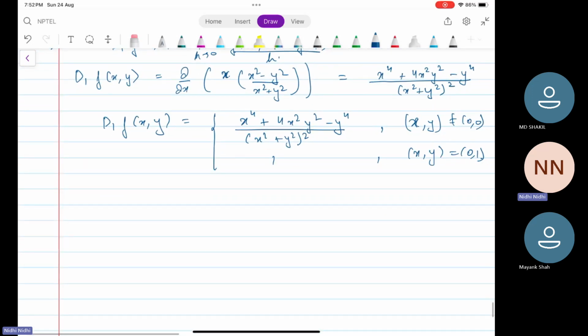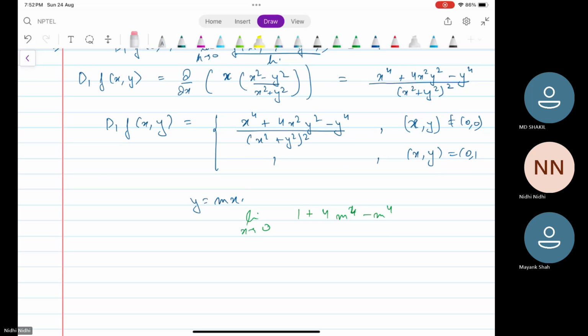So if you consider the path y equals to mx, in that case the limit as (x,y) tends to (0,0) will eventually depend on m. So this will be something of the form (1 plus 4m square minus m power 4) by (1 plus m square) whole square. So which is eventually depending on m. So therefore this is not continuous.